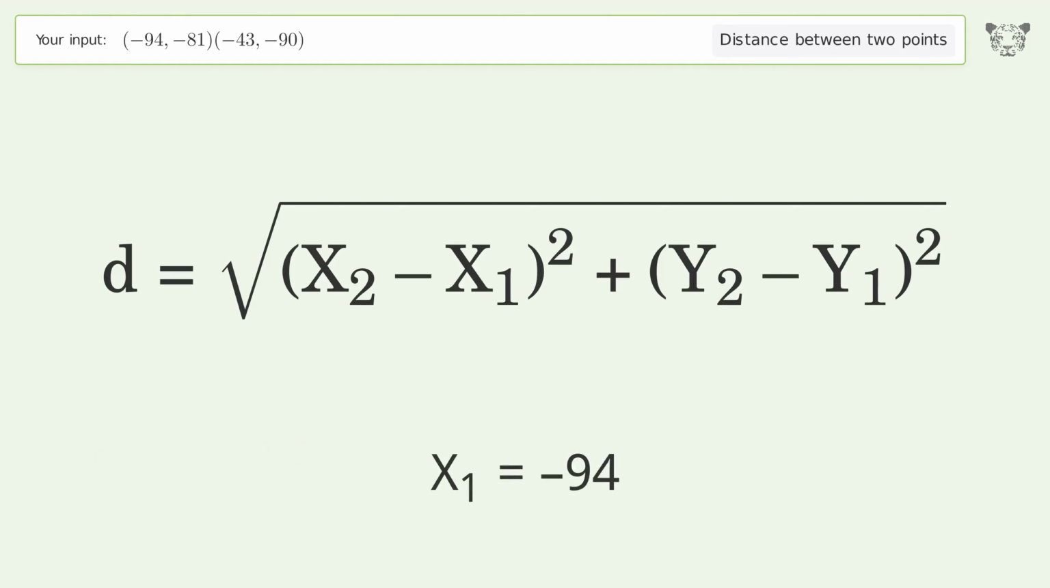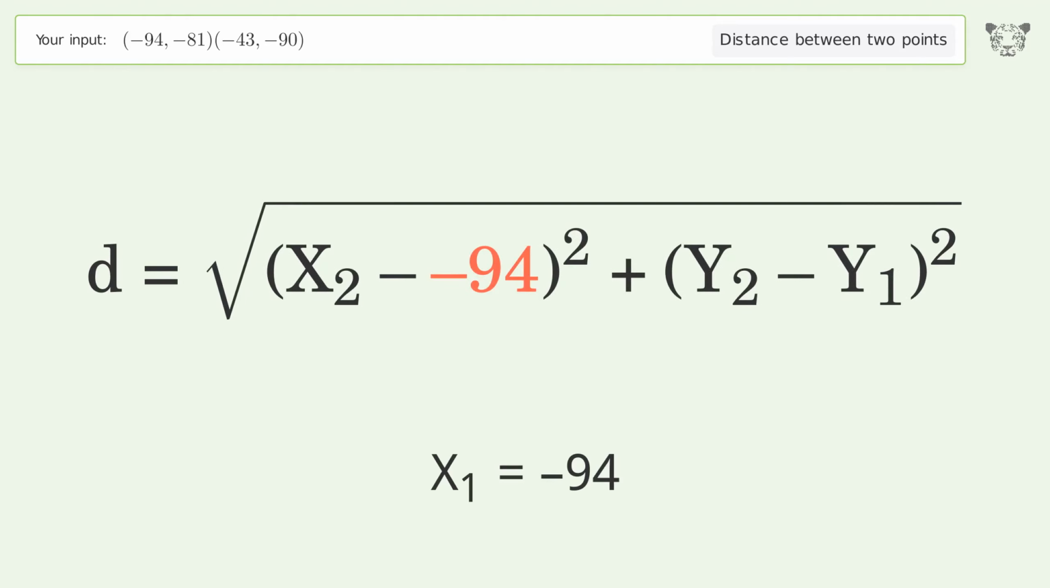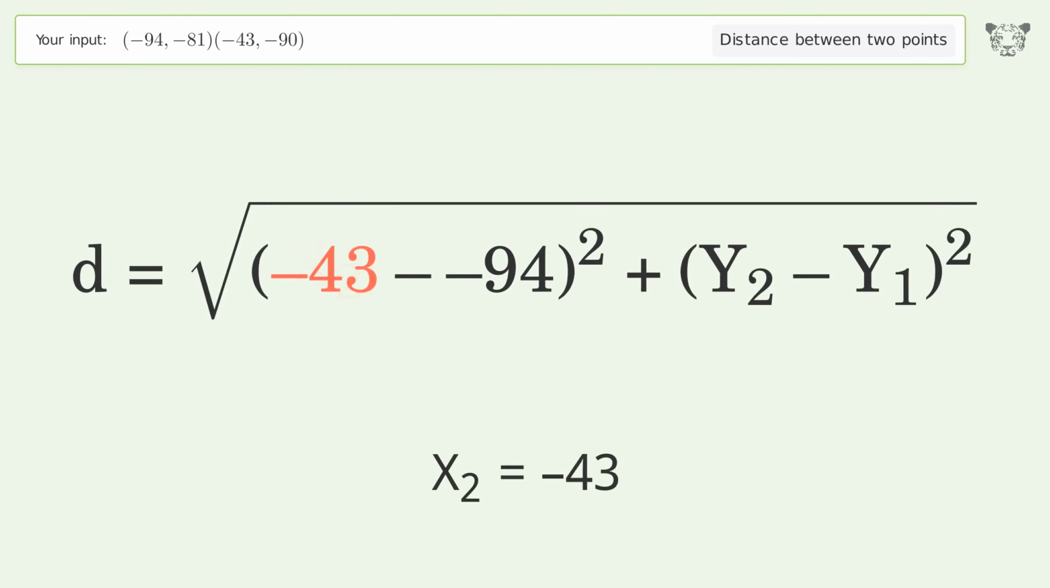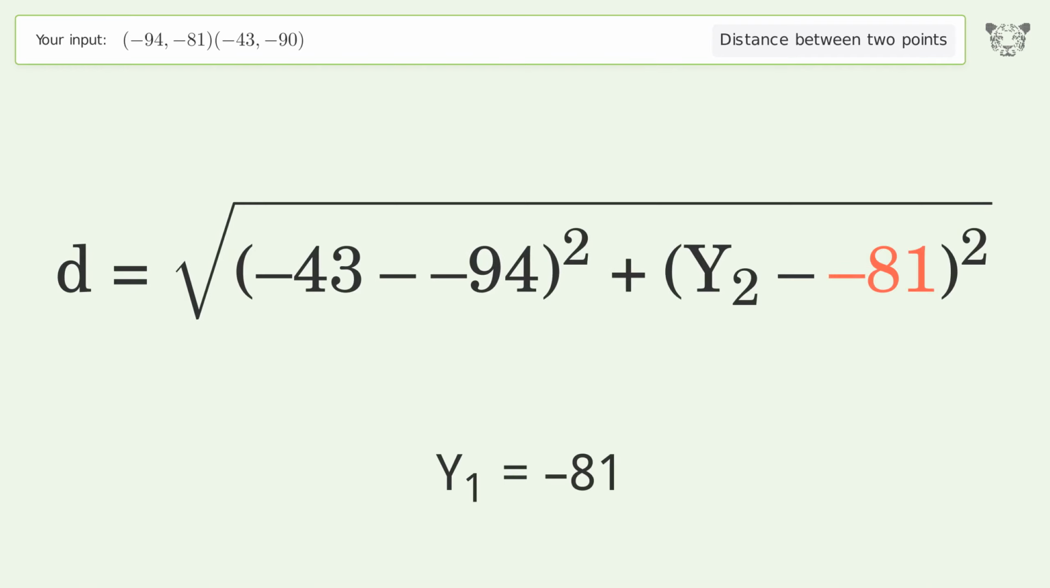x1 equals -94. x2 equals -43. y1 equals -81. y2 equals -90.